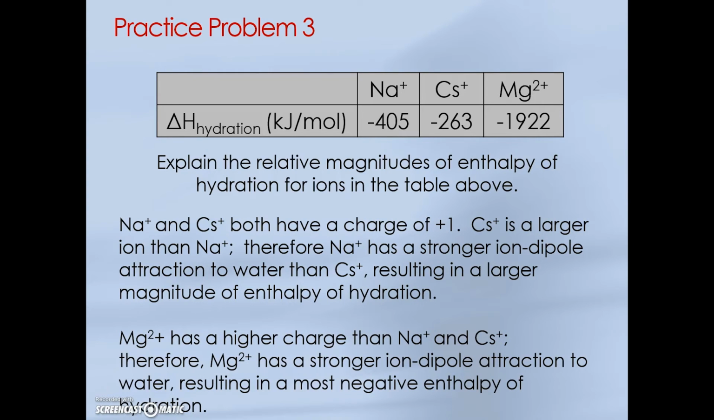And then magnesium is a +2 ion, having higher charge than the sodium and cesium ions. Therefore, it would have greater attraction to the water, resulting in a larger magnitude of enthalpy of hydration, negative 1,922 kilojoules per mole.